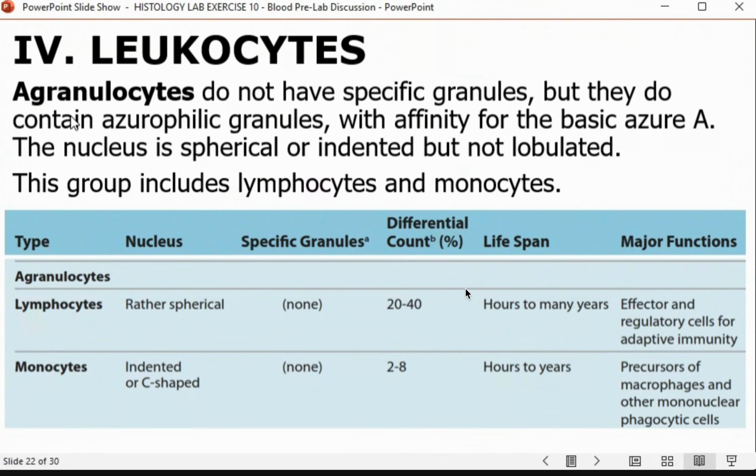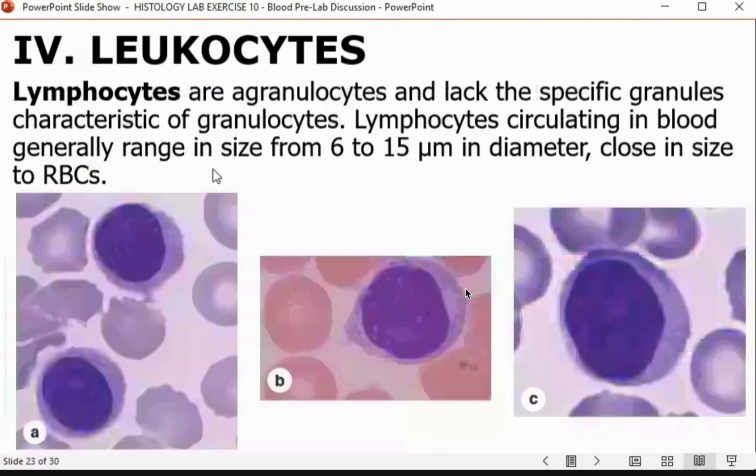Now, agranulocytes, they do not have specific granules, but they do contain azurophilic granules with affinity for the basic azure A. The nucleus is spherical or indented but not lobulated. This group includes your lymphocytes and your monocytes. Your lymphocytes here, they lack specific granules, characteristic of granulocytes. They circulate in blood generally ranging in size of 6 to 15 microns in diameter.